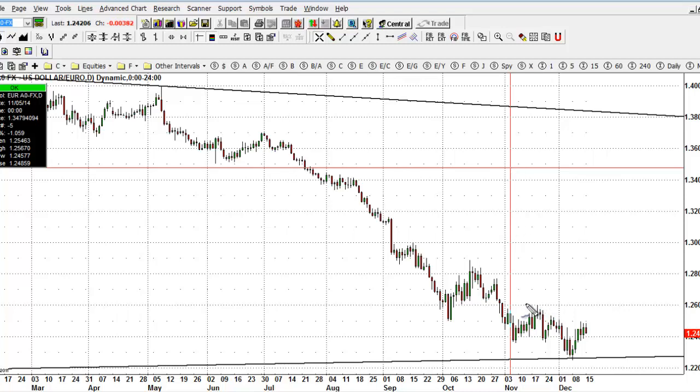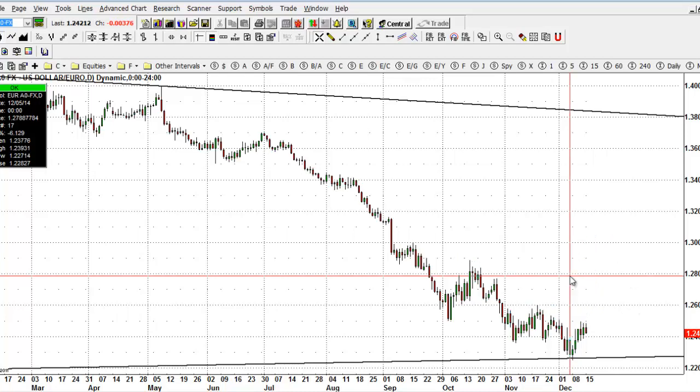Resistance on the euro is at this minor swing high at 126, and support is at the low of 122.50. So 126, 122.50. If the market closes above 126 and then closes above 128, that could be a sign that we are headed for a pullback.